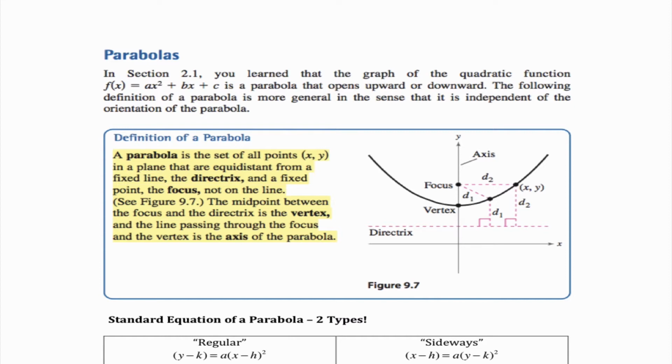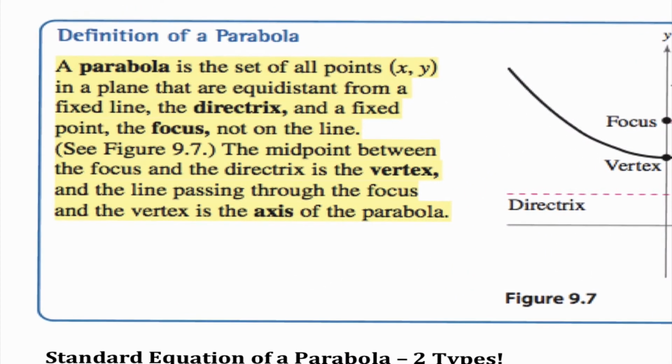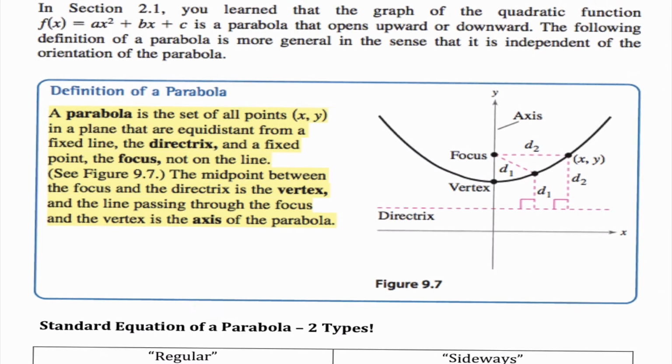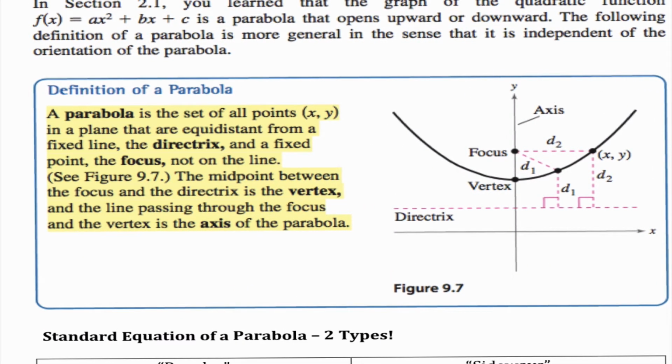Okay, we know that the general function of a quadratic equation, f of x equals ax squared plus bx plus c, is a parabola that opens either up or down. And to be more specific in our definition here, a parabola is all sets of the points x, y in a plane that are equidistant, which means equal distances, from a fixed line called the directrix and a fixed point called the focus that are not on the line.